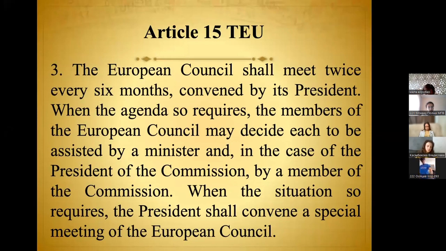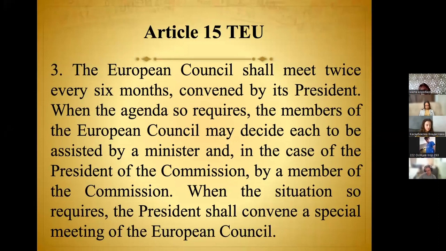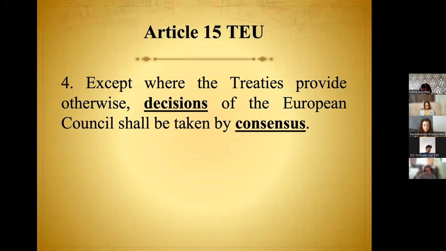So opposition is probably the term which we have to understand as a matter of creating a balance, so that no institution such as the European Commission will create some overwhelming power, and no member states will be able to stop it or to indicate the problem. So, except where the treaties provide otherwise, decisions of the European Council shall be taken by consensus once again.